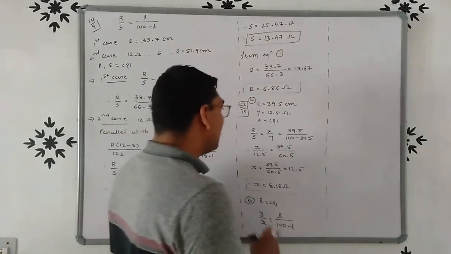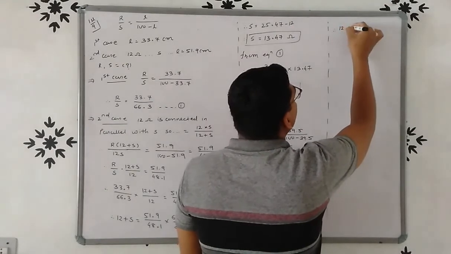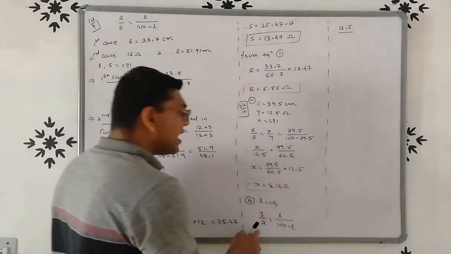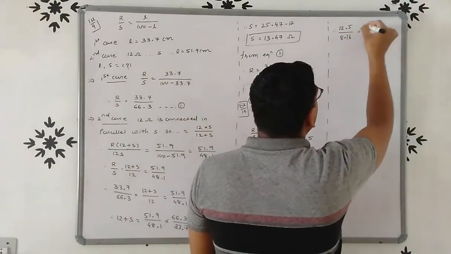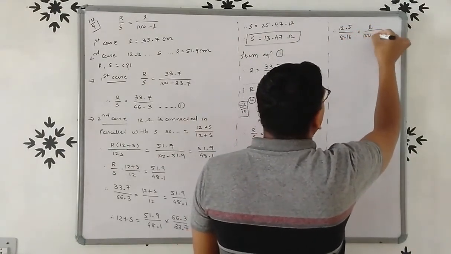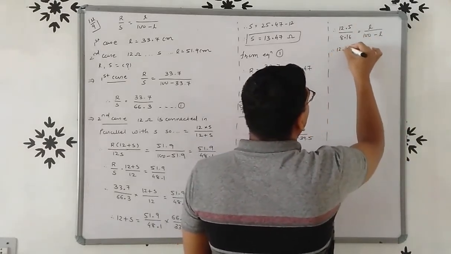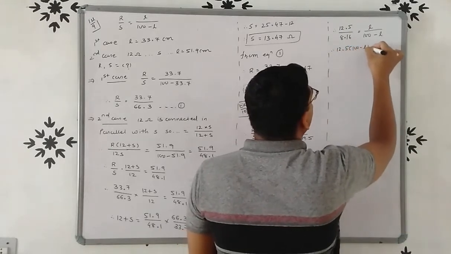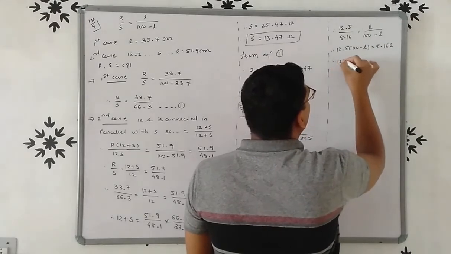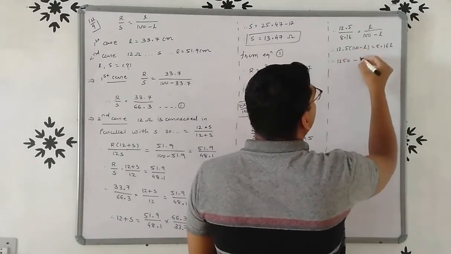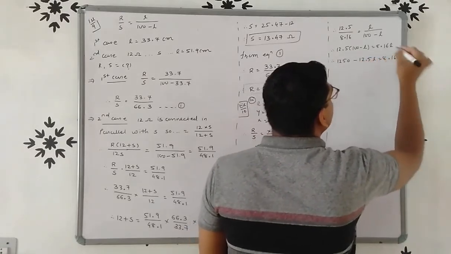So we know the value of Y. The value of Y is 12.5. So 12.5 divided by X, the value of X is 8.16, is equal to L upon 100 minus L. So by taking the cross product, 12.5 into 100 minus L is equal to 8.16 L. So 1250 minus 12.5 L is equal to 8.16 L.